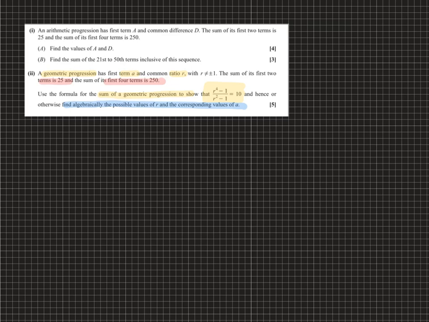There is a lot to do in this question. Let's start with the information that we were given here. The sum of the first 2 terms is 25 and the sum of the first 4 terms is 250. So you should all remember, for a geometric progression, the sum of n terms is given by this formula over here, and we're going to be making use of this formula. So let's start off with the sum of the first 2 terms. So that's 25, which is equal to a, 1 minus r to the power of n, which is 1 minus r squared, over 1 minus r.